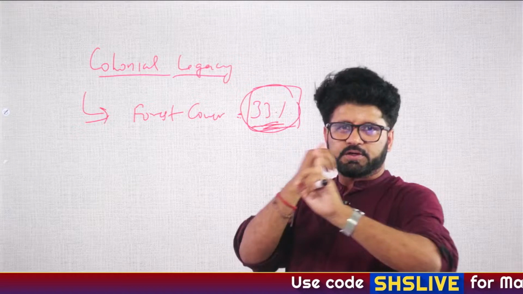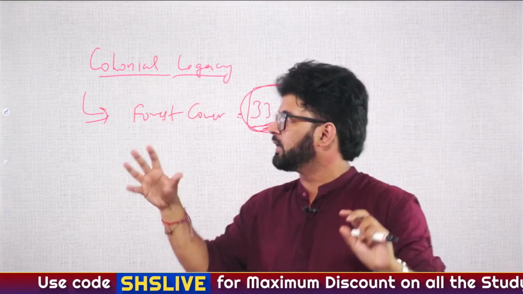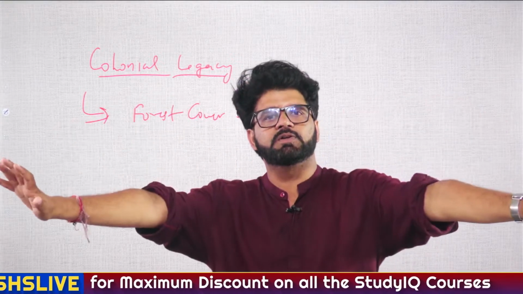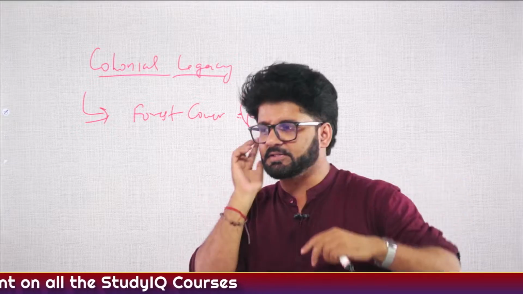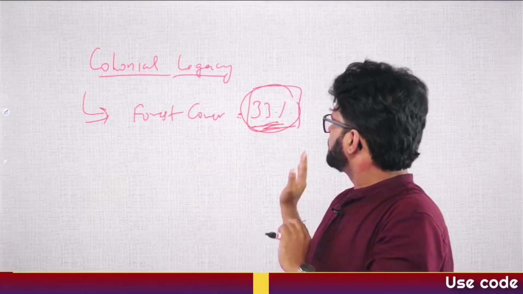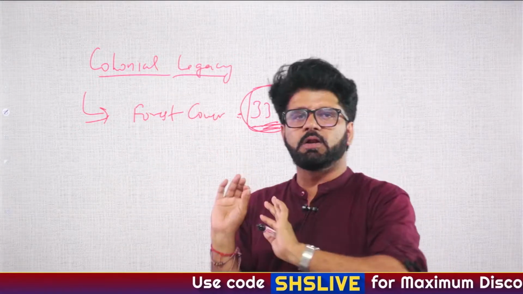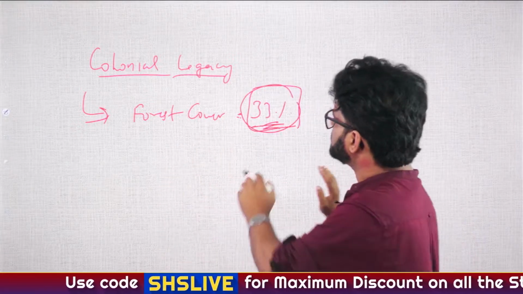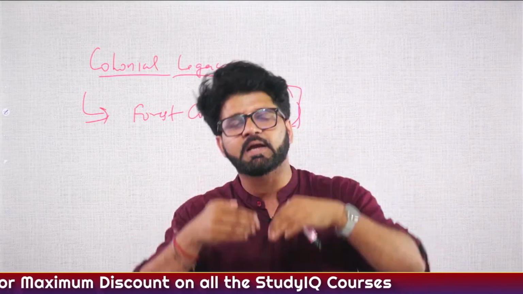See, Britishers ruled over us. In Europe, there was this convention that we will have 33% forest cover. Those countries we are talking about, Britain, etc., lie mostly in the temperate region, so they had this 33% forest cover. When they came here, they implemented the same thing: so here also we'll implement 33% forest cover. This is again a colonial legacy.